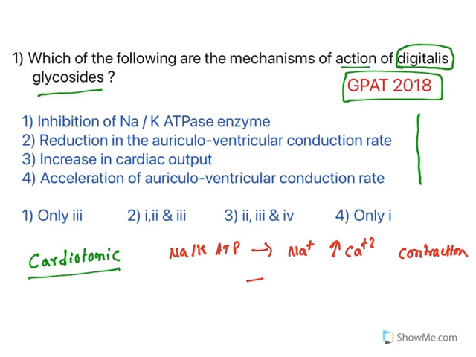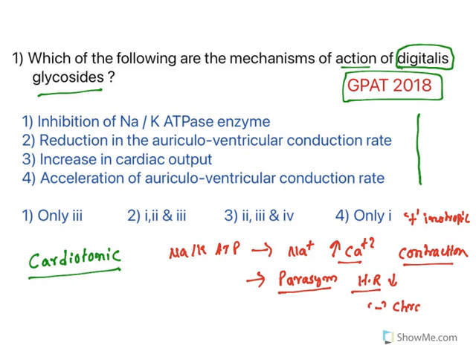This is the direct action. But along with that, digitalis has an indirect action. It activates parasympathetic nervous system. When parasympathetic nervous system is activated, heart rate is reduced. See, direct action increases cardiac contraction. This is positive inotropic effect. Whereas indirect action, heart rate decreases. This is negative chronotropic effect. So heart rate is reduced. So this is the mechanism of action of digitalis.